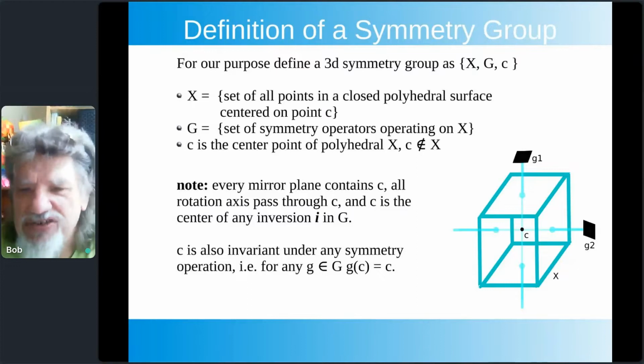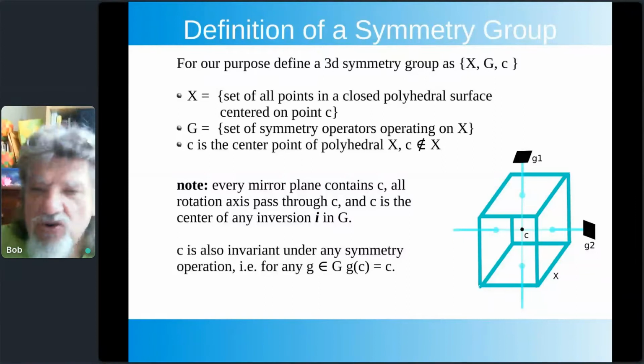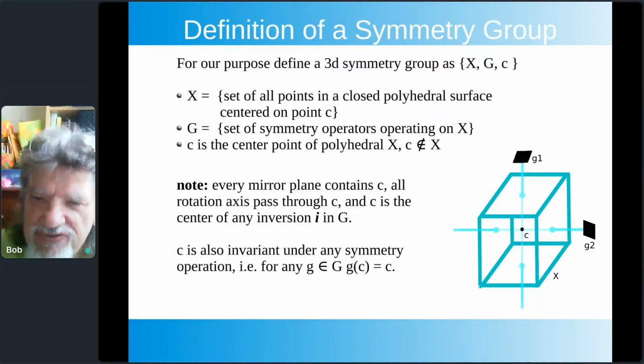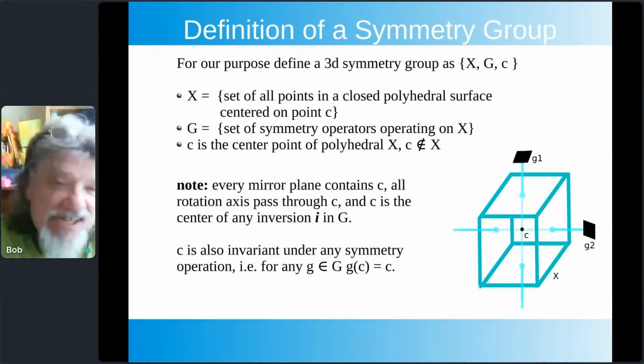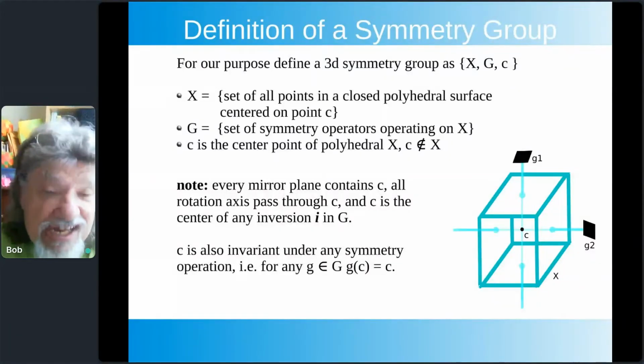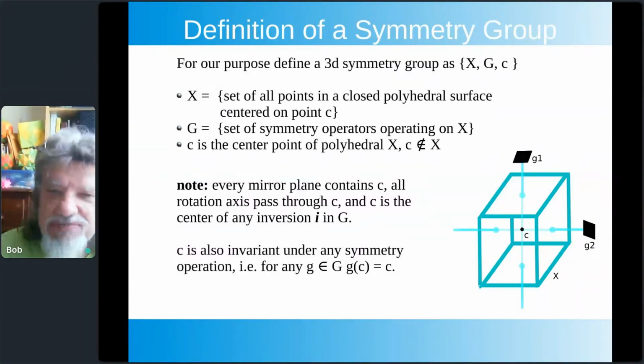G2, all the G2 passes through C. All symmetry elements cross C. If I had a mirror plane, the mirror plane would cut this guy in half, and C would be right in the middle of it. C is the center of inversion if you have one. So it's important for defining this world, even though we don't actually use it or represent it. It's invariant. No matter what symmetry operator works on it, C never changes, because when I rotate through C, C's on the axis. Every point on that axis is invariant.